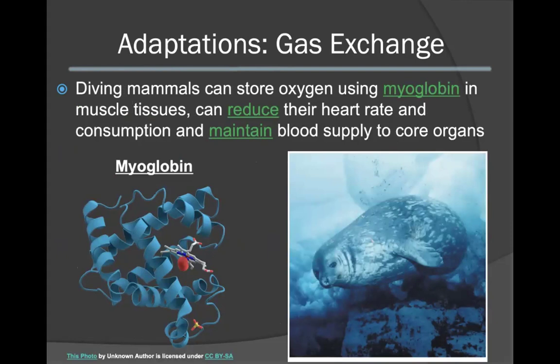And finally, diving mammals such as the seal are highly adapted to an aquatic environment. They have the ability to store large amounts of oxygen within their tissue through the use of a specialized protein called myoglobin. In addition, they can reduce their heart rate and consumption rate and help to maintain their blood supply to their core organs to ensure that the most important functions are maintained while they are submerged in an aquatic environment.